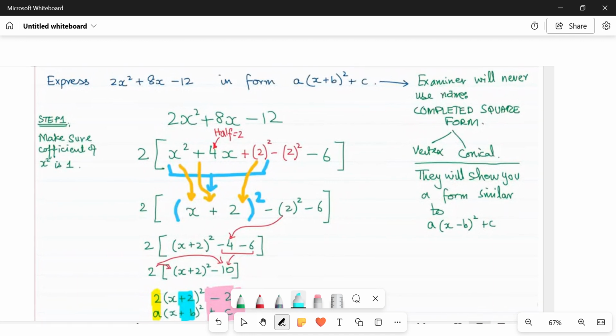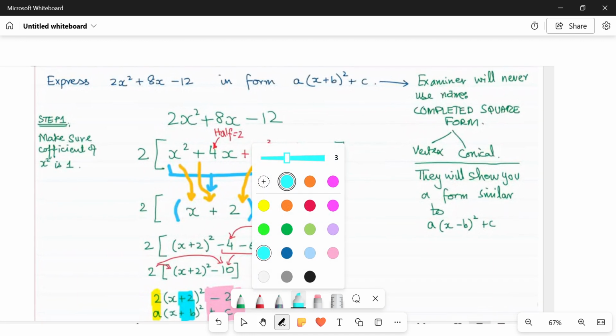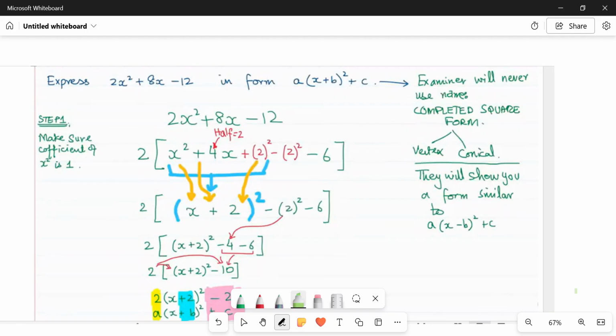Okay, now this is the question here. Express 2x squared plus 8x minus 12 in the form of completing the square, which is a(x plus b) the whole squared plus c. So I've mentioned here the examiner will never use the words completed square form. Okay, they will show you a form similar to this question here, right?